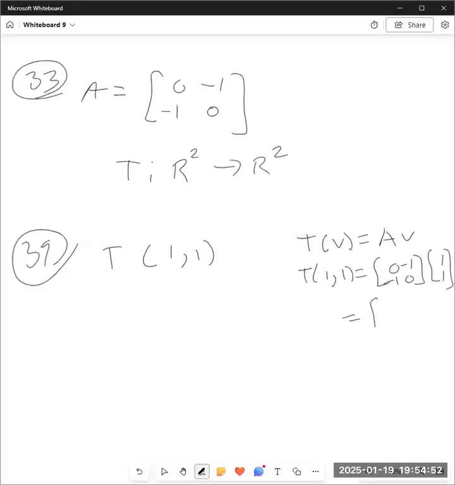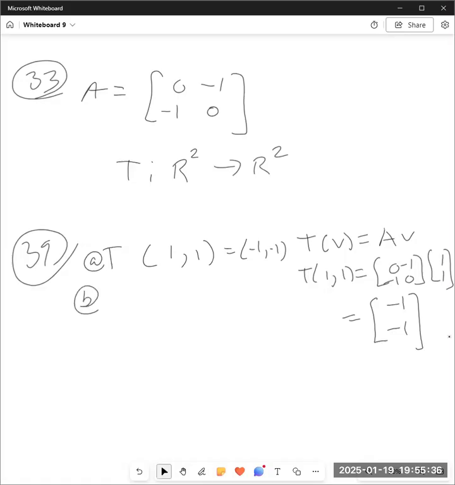It's going to be 0, that's -1, and then -1, 0. And that gives me a final answer here of 1, 1 for part A. Sorry, -1, -1. So that was A.